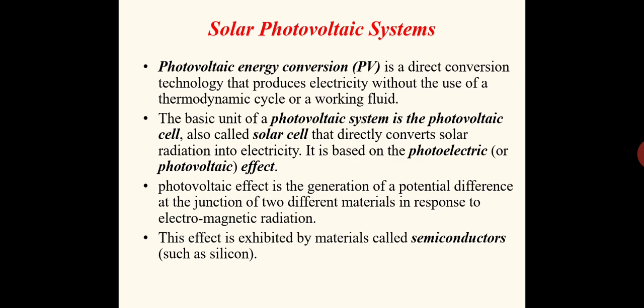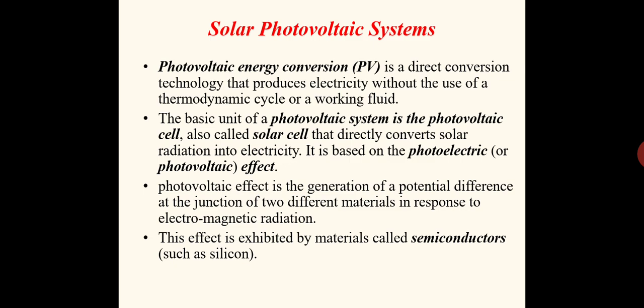The basic unit of a photovoltaic system is the photovoltaic cell, also called the solar cell. So the solar cell is the fundamental unit of the photovoltaic system, and this solar cell directly converts solar radiation into electricity. It is based on the photoelectric or photovoltaic effect.